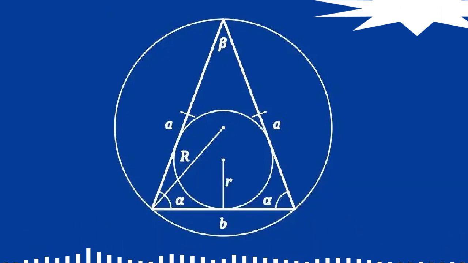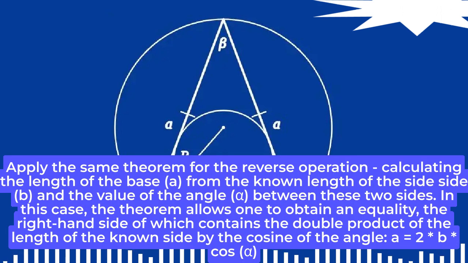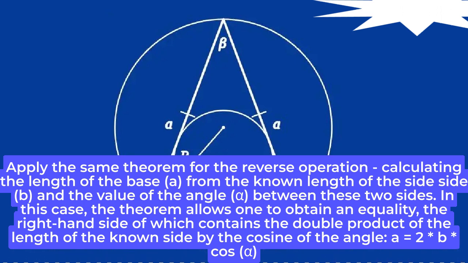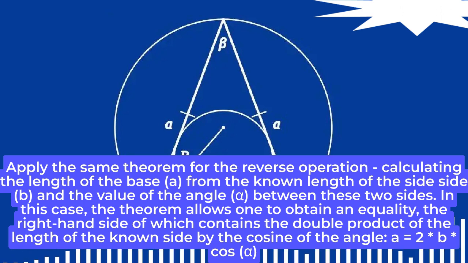Step 2. Apply the same theorem for the reverse operation, calculating the length of the base, A, from the known length of the side, B, and the value of the angle, alpha, between these two sides. In this case, the theorem allows one to obtain an equality, the right-hand side of which contains the double product of the length of the known side by the cosine of the angle: A equals 2*B*cos alpha.